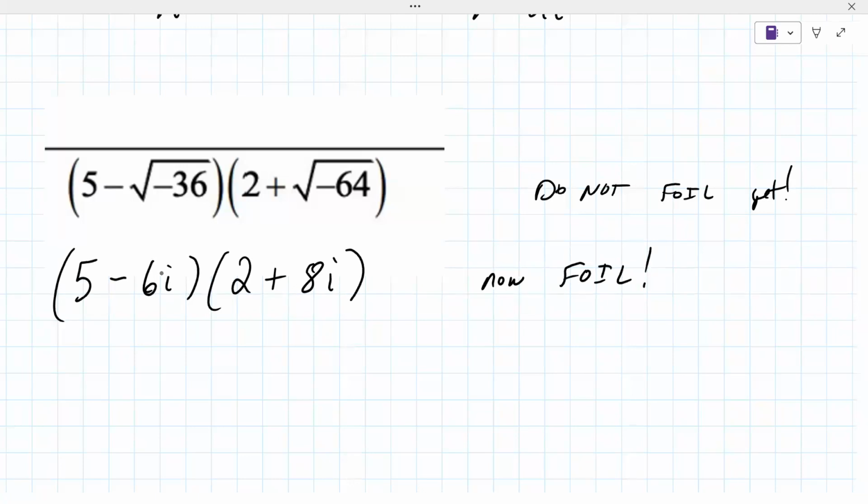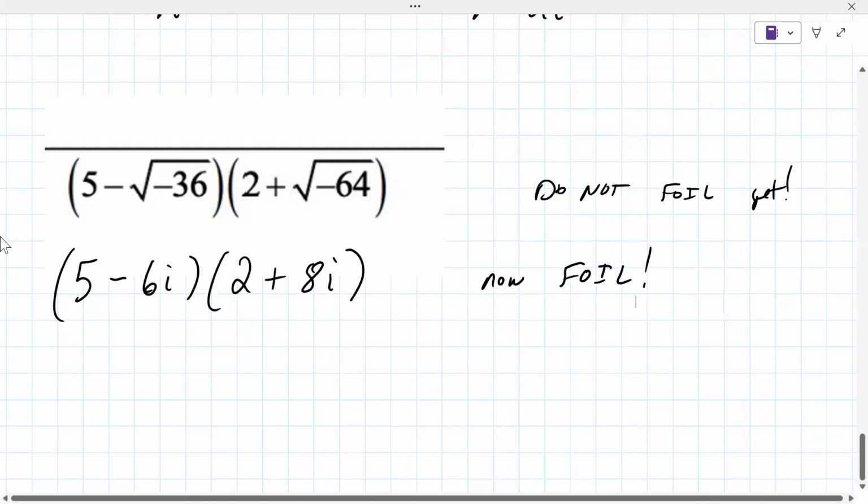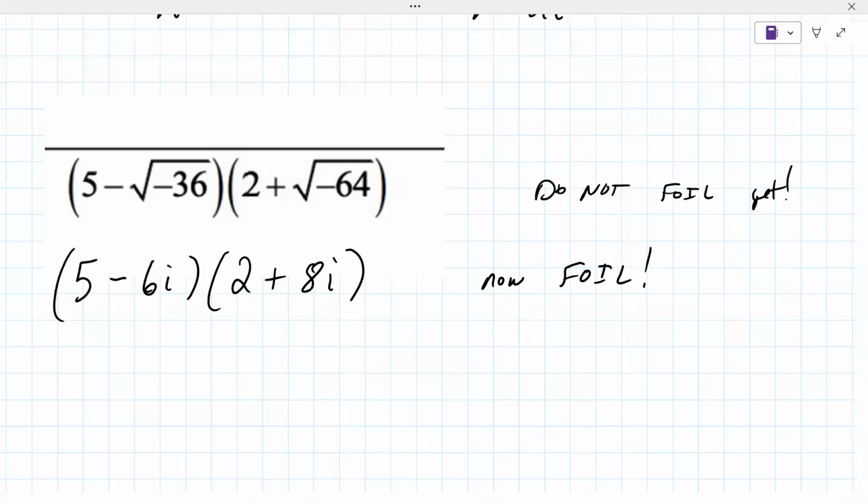The reason is the rules in the complex domain are not the same as the real domain, which is why this often is a question you see on these groups, Facebook teacher groups, etc. The rules are not the same in the real and the complex domain. So that's why you have to do it this way. Do not FOIL. Now you can FOIL, but you have to wait. So go ahead and FOIL that and let me know what you come up with, please.